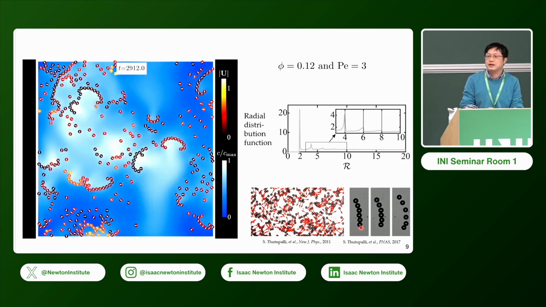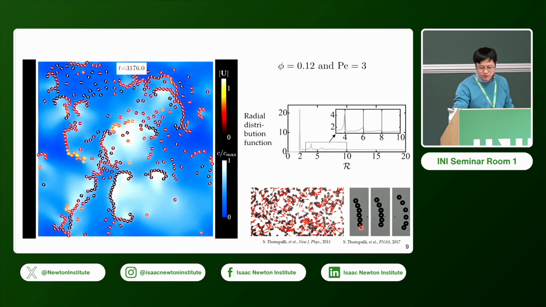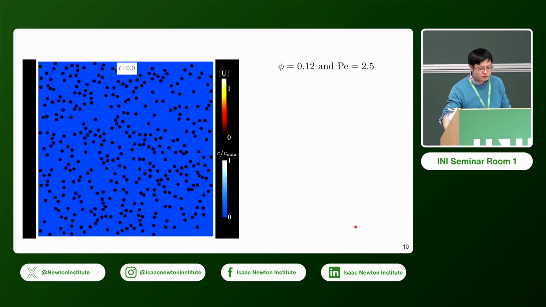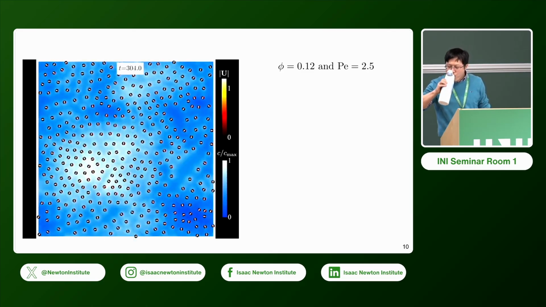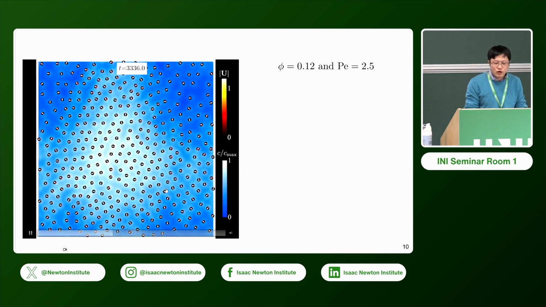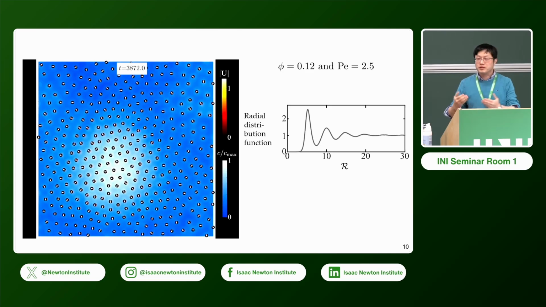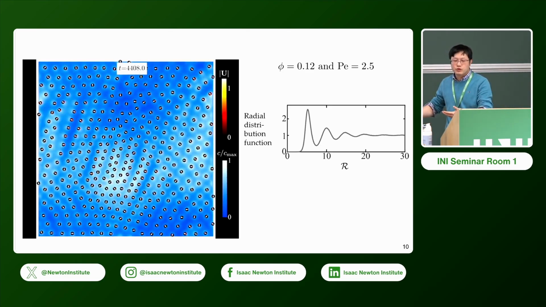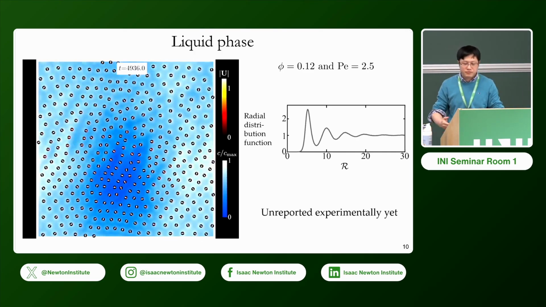So naively, we might think that for packet number 2, you get a solid state, and for packet number 3, you get a gas phase. In principle, in between you might get some liquid phase. So this is what I'm trying to show you. There's not too much to say: it does not become stationary, or form trains, or a gas phase, but from the radial distribution function, we can easily see that it looks like that of a typical liquid phase. Now this liquid phase has not been reported experimentally at all.